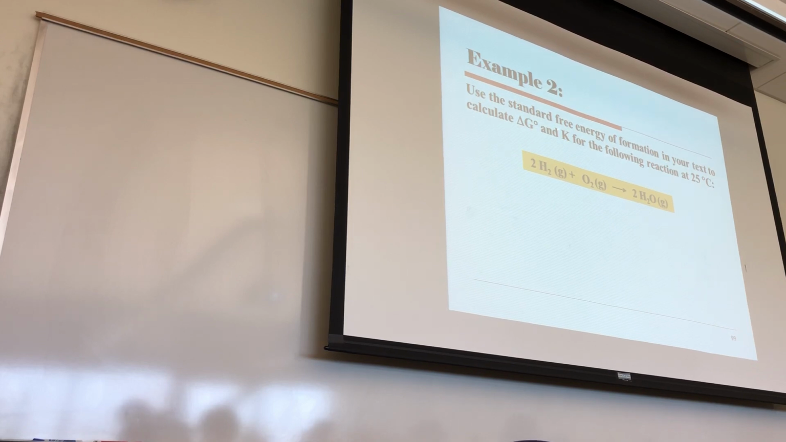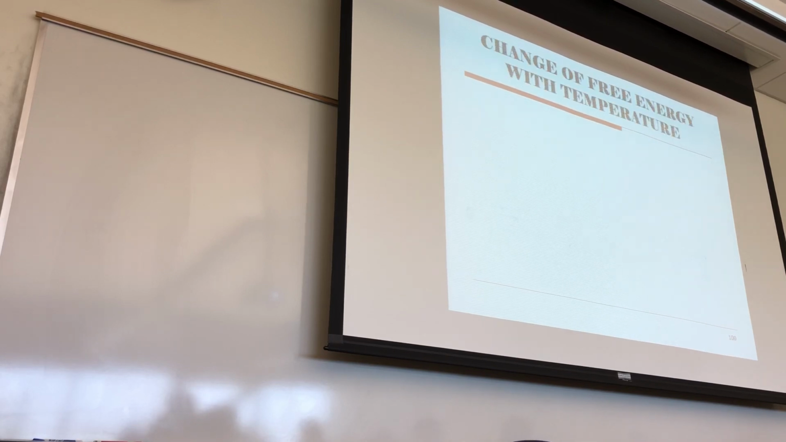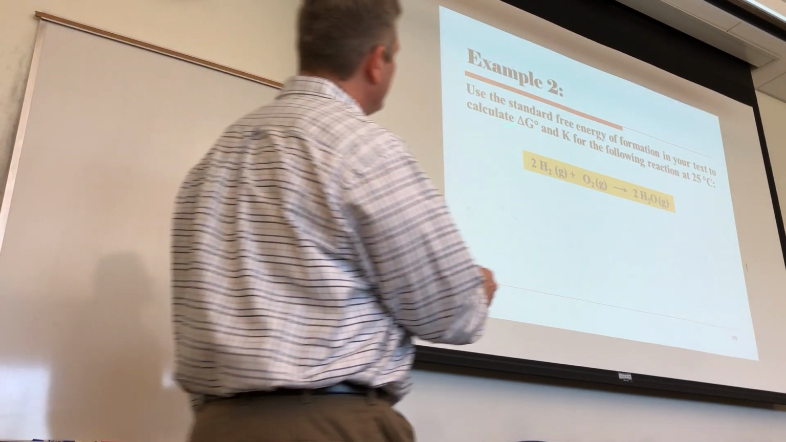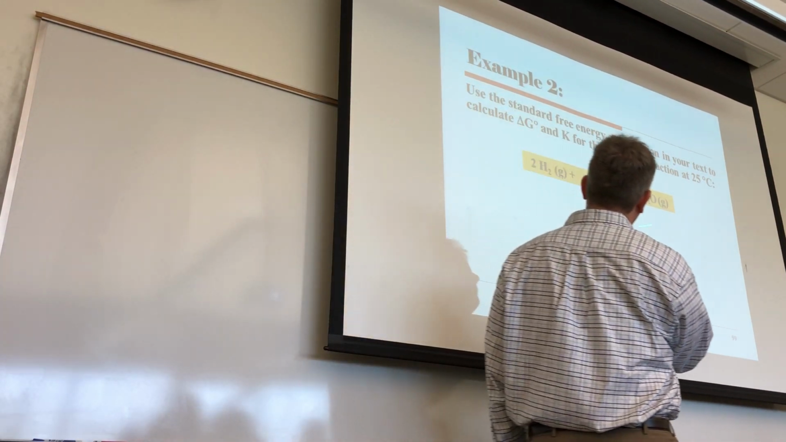So using the standard free energy of formation in your text, calculate delta G and K for the following reaction. This is essentially the same thing as we just did, so I'll leave this to you. You can just go to your textbook, get the delta G's of formation, and figure out the delta G of this.